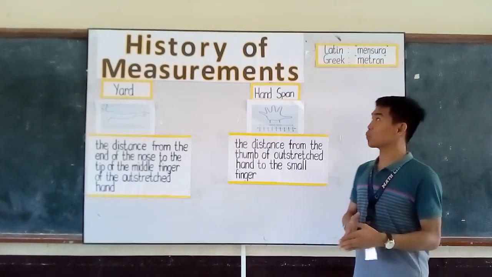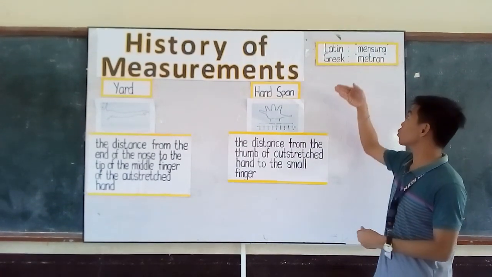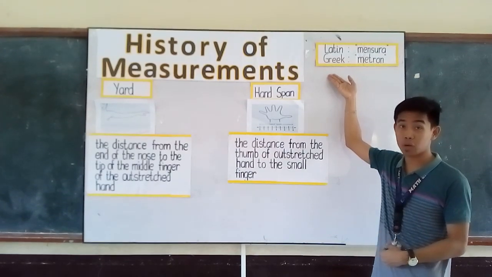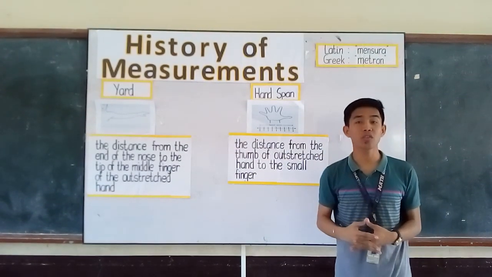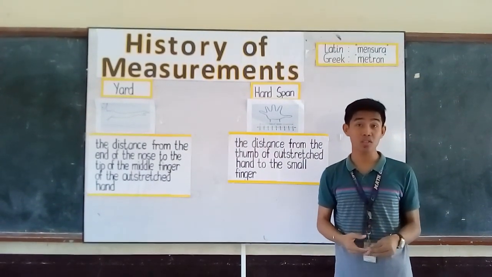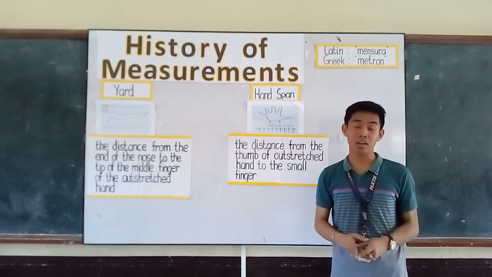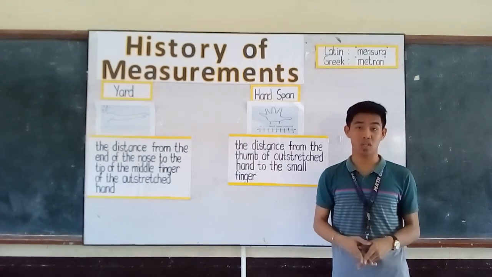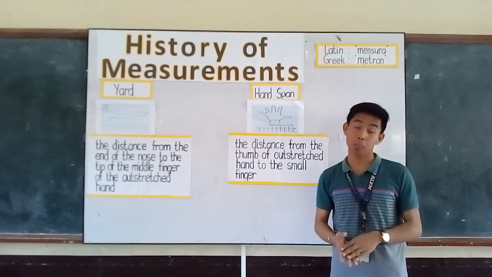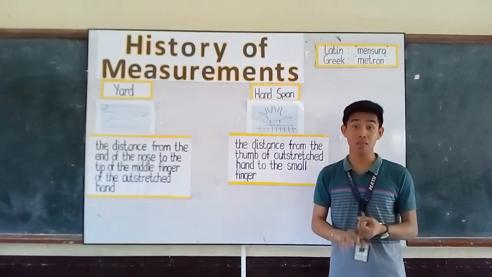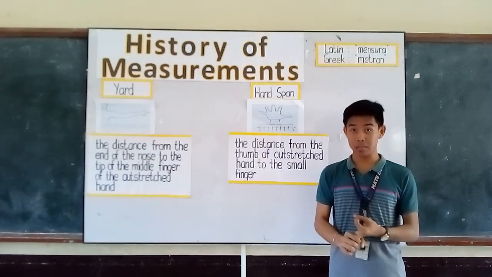Today we will be talking about the history of measurements. Did you know that the word measure comes from the Latin word mensura and from the Greek word metron? The ancient unit of measure was chosen for convenience rather than accuracy. Historical records indicate that the units of measure used by the ancients were from parts of the body like the hand, the feet, and the arms.